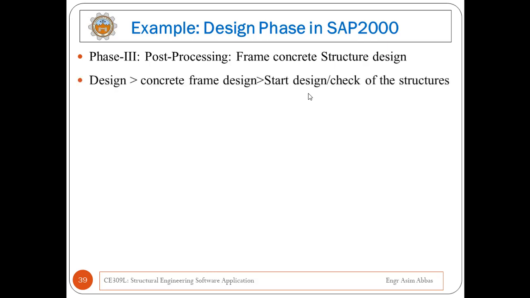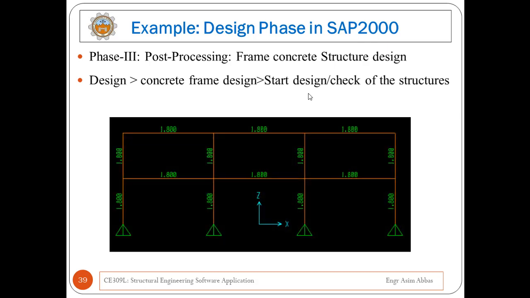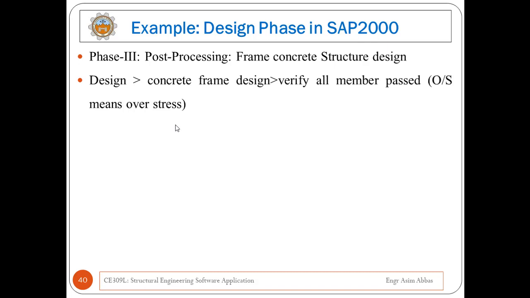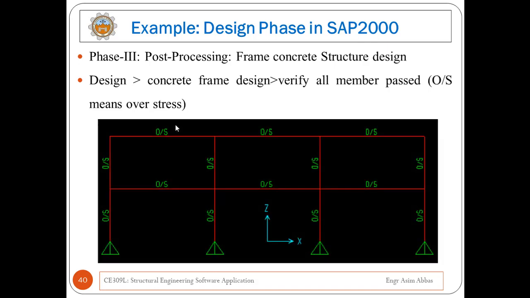So for that, again go to design, concrete frame design, then start design and check of your structure. So your structure will be designed and it will give you the reinforcement at different locations. You can also verify all members passed. If any member or cross section is not fulfilling the requirement of the code, it will be labeled with O/S. It means that it is overstressed. In order to overcome the overstress situation, you will either change the cross section, the material properties and other requirements.